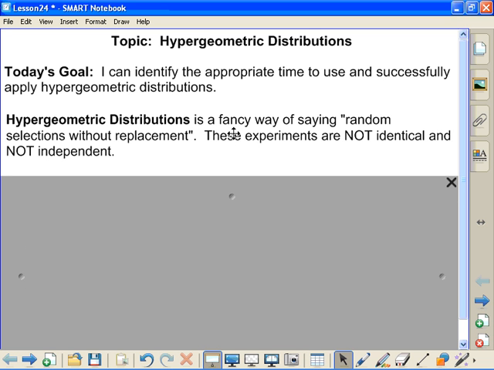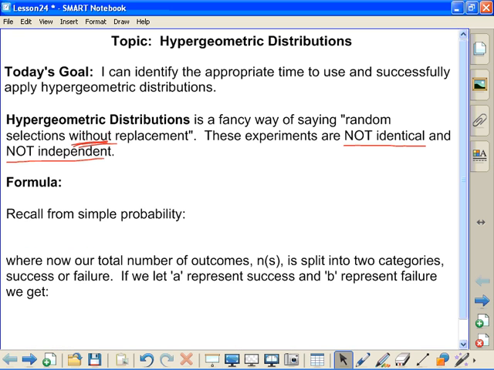All right, so moving through it. Hypergeometric distribution. It's a fancy way of saying random selections without replacement. So this is the situation where you draw a card from a deck and do not put it back in the deck. You then pull another card. So the probability is not the same each time. So the experiments then are not identical. They're changing and they are not independent. So every time I pull a card from a deck and don't put it back, that deck is now smaller. So hypergeometric is the distribution that deals with a changing situation.